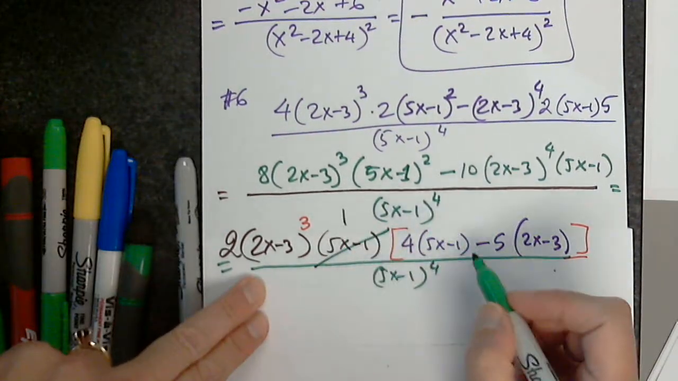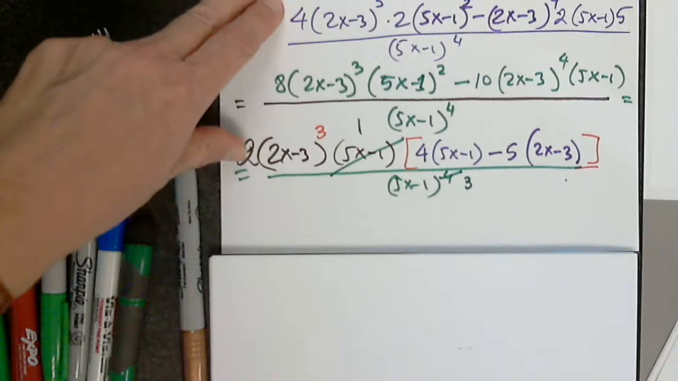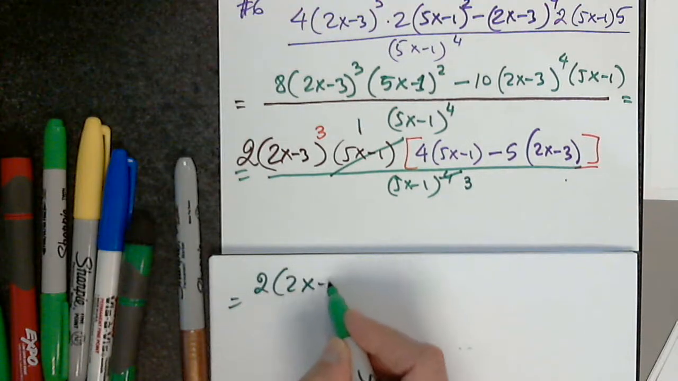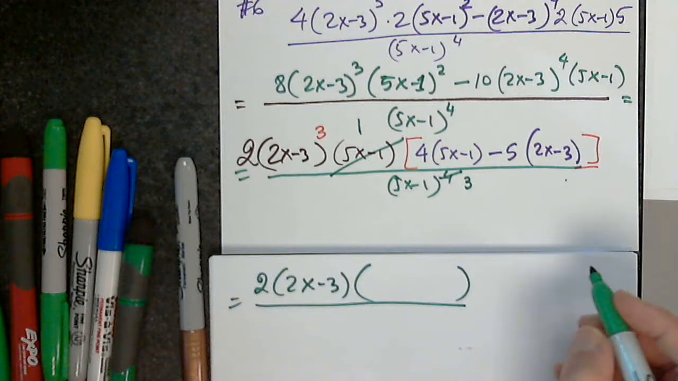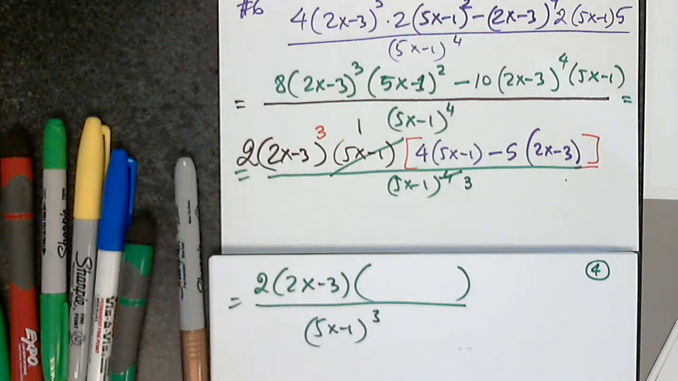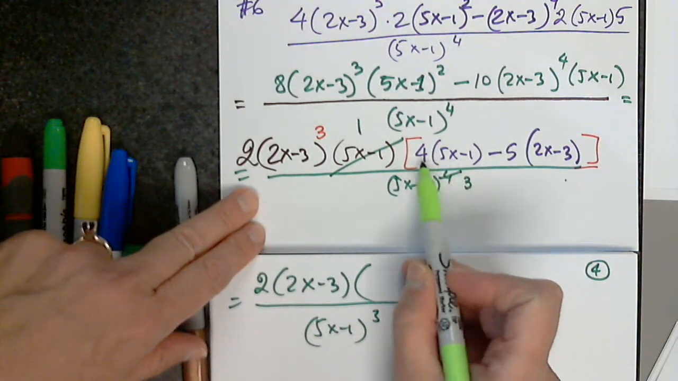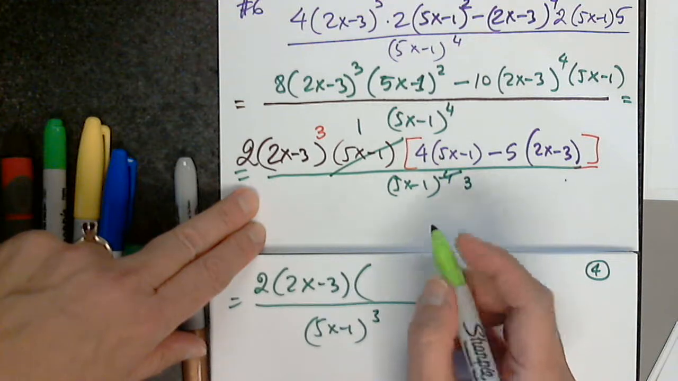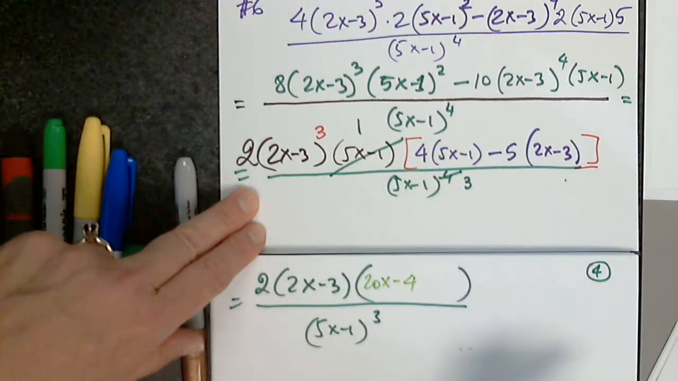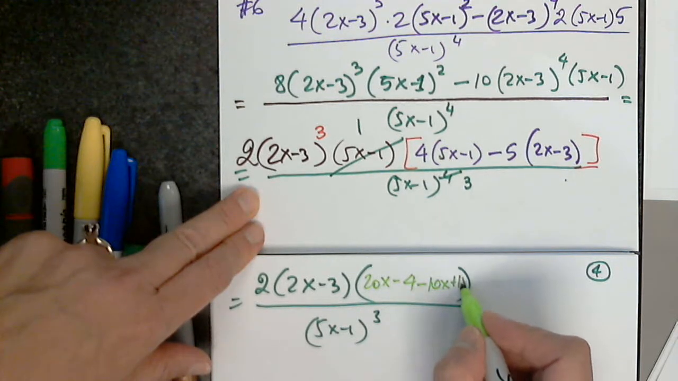First, I'm going to do this. What is left here? 3. Very good. So then I have 2, 2x minus 3 over 5x minus 1 to the third. And can you dictate inside parentheses? I'm ready. Negative. Not yet. 20x minus 4. Minus 10x plus 15. Indeed.